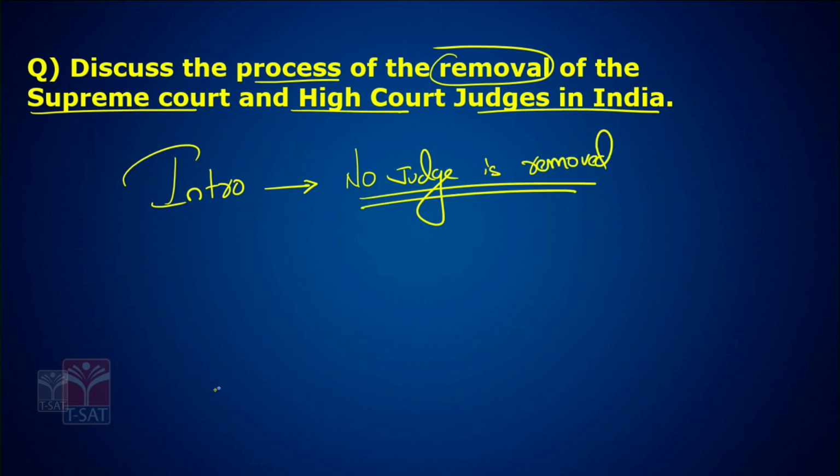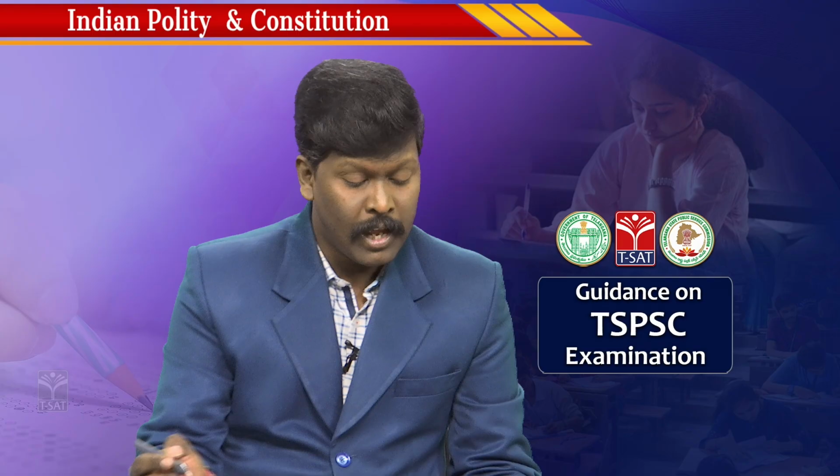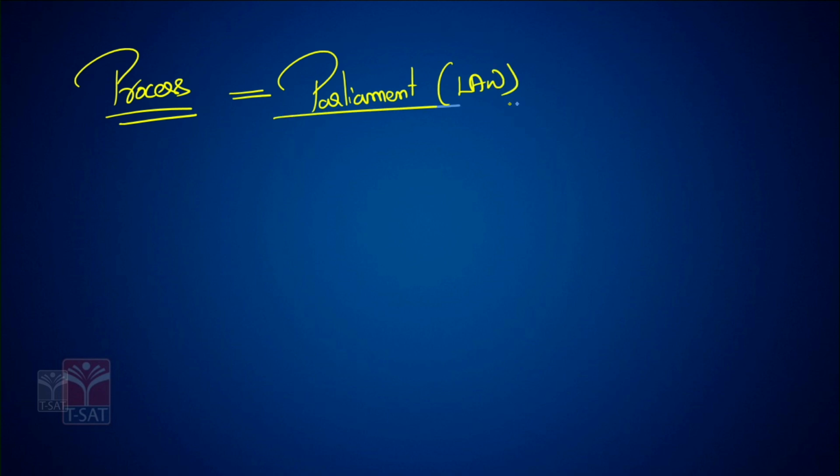by this process. Article 124 clause 4 and Article 124 clause 5 deal with the removal of the judges of the Supreme Court. And this process of removal of the judges of the Supreme Court is taken from the US Constitution. Very important. Right? The process to remove a judge of the Supreme Court shall be given by a law made in the Parliament. Parliament should come up with a law to deal with the procedure to remove the judges.